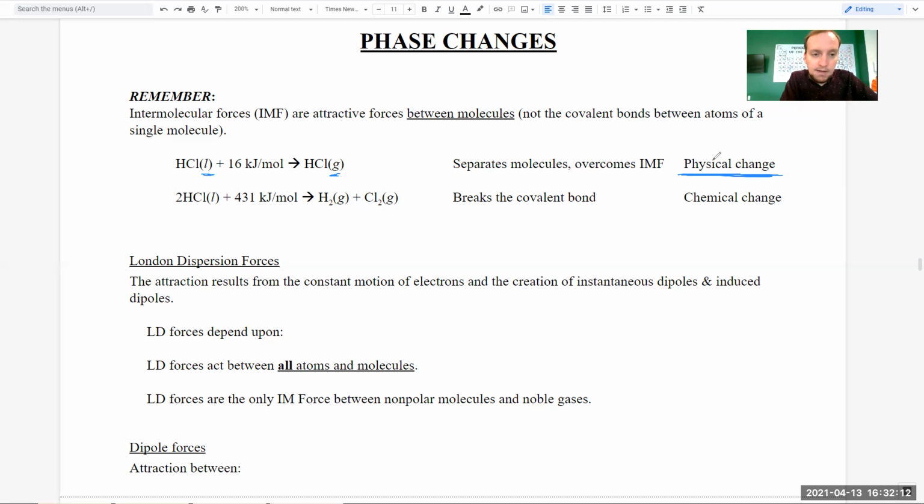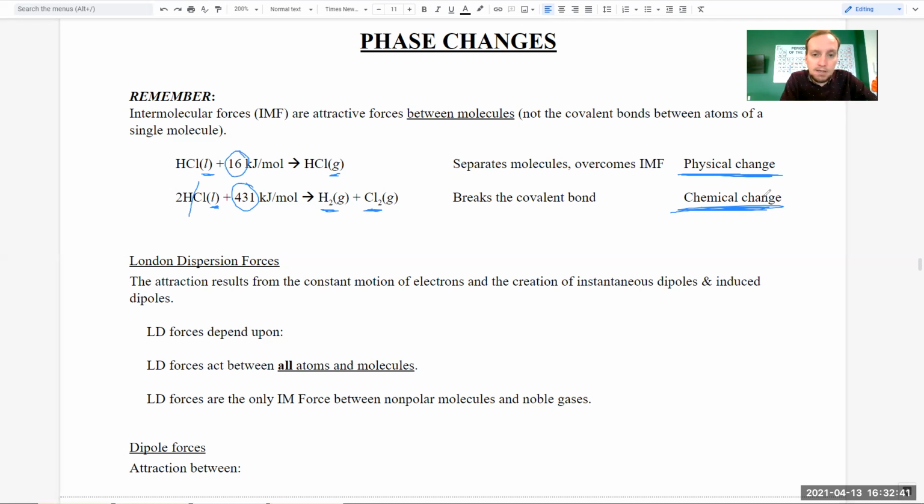On the other hand, down here, the next one we have is liquid hydrochloric acid. We're going to add a whole lot more energy. Notice this is only 16 kilojoules. This is 431, so that's a whole lot more energy. What that's going to do is literally break the molecule in half. We're going to be left with hydrogen gas and chlorine gas. Now that again is a chemical change because we're changing hydrochloric acid into hydrogen gas and chlorine gas. Again, those are completely different things.